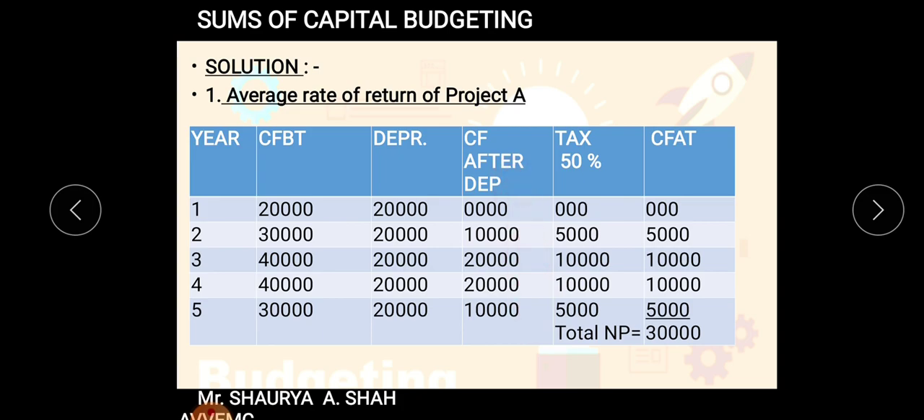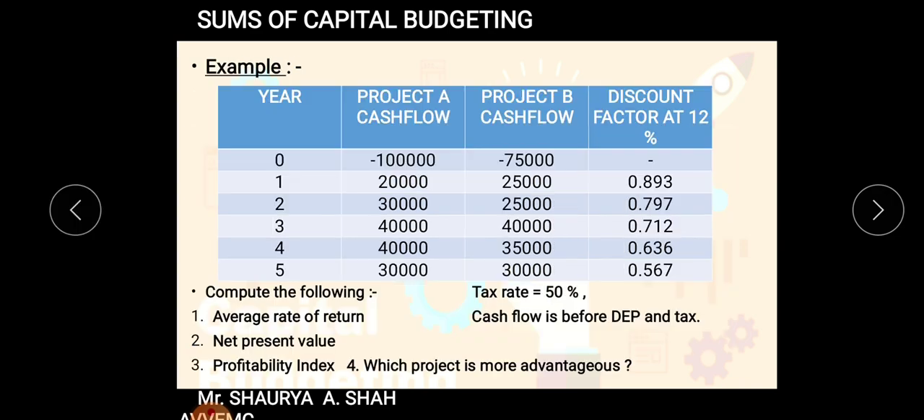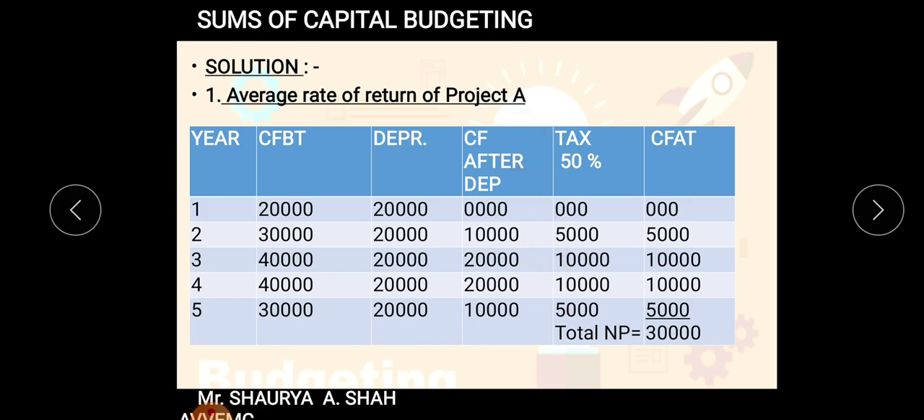So I'll calculate the cash flow after depreciation. Is it clear? Fine. After I calculate this, I will deduct the tax out of it. Tax rate given in the question is 50%, right? So deduct 50% of 0 is 0, of 10,000 is 5,000, of 20,000 is 10,000, and so on. Hope everyone is done till here and you all are clear with this part.